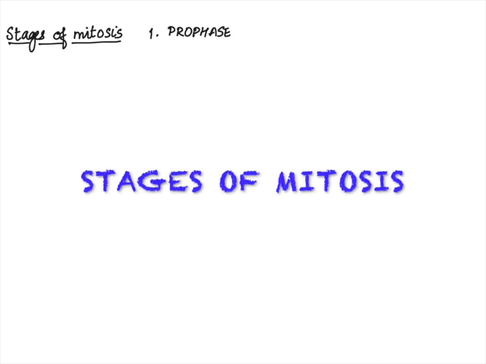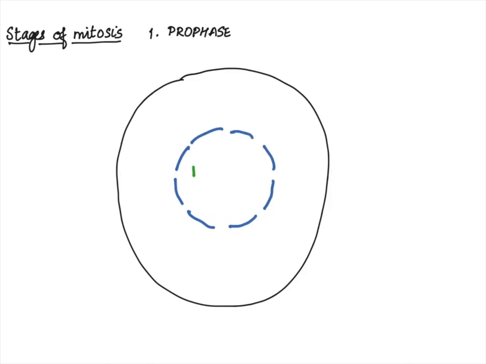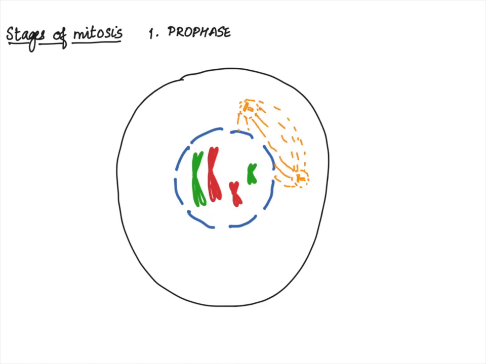In this video, I'm going to explain the stages of mitosis. Mitosis is an equational division which has 4 phases. Let's see the first phase. The first phase is prophase.